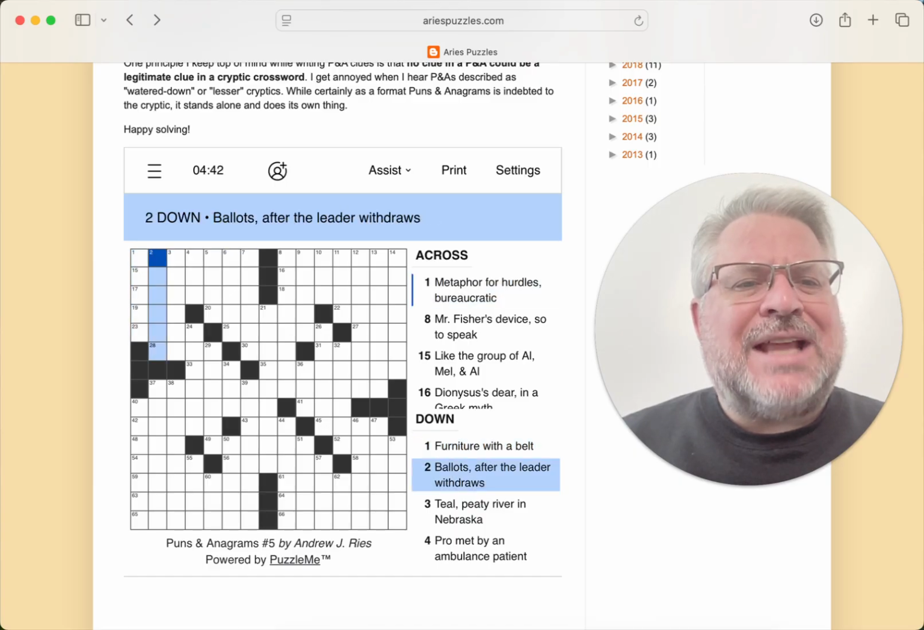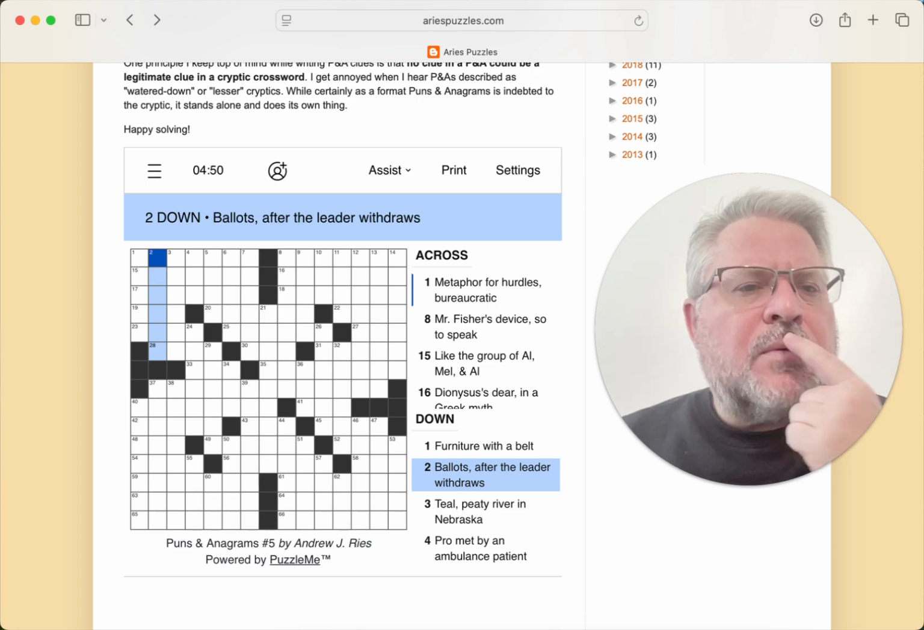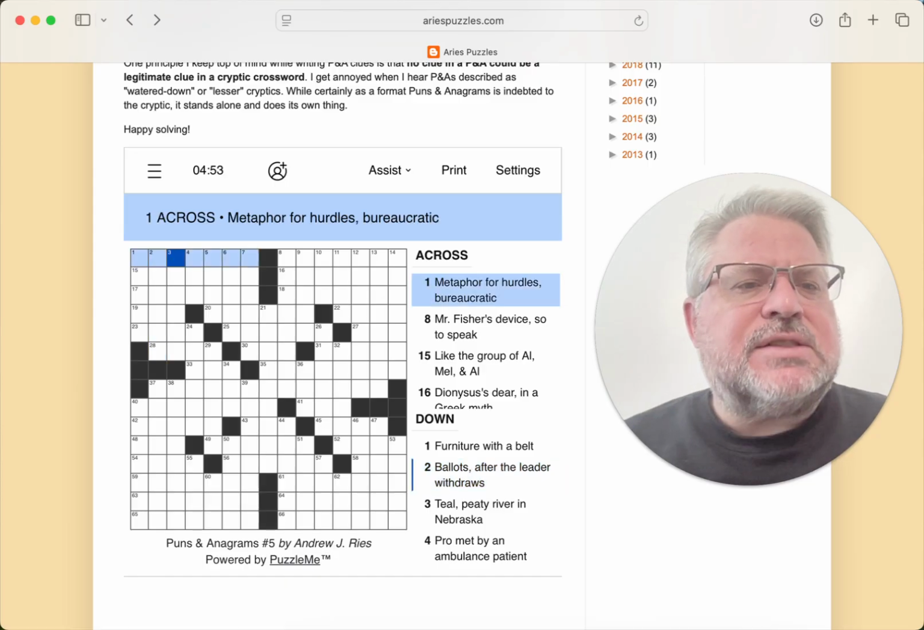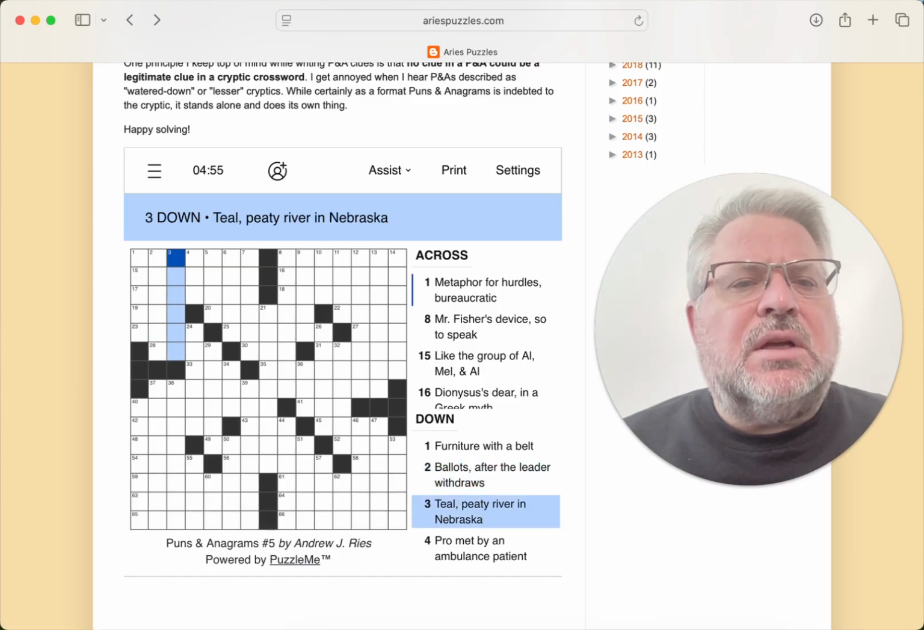No, two down, ballots after the leader withdraws. We take the first letter off of ballots? No. Three down, teal, Petey River in Nebraska. Platte is a river in Nebraska.